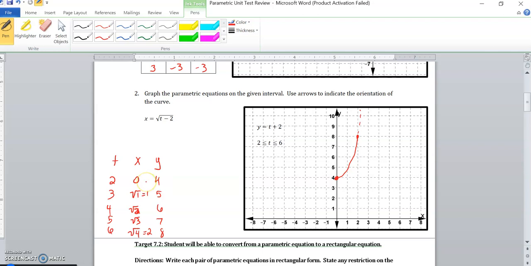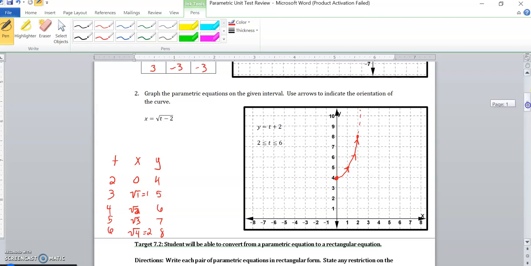Because we started at 0, 4, and we would have gone to 1, 5, see, there's another point there. That is the direction of our curve. So you have to make sure not only do you stop your graph in the interval that is specified, but you also point arrows in the direction for which the graph is constructed.